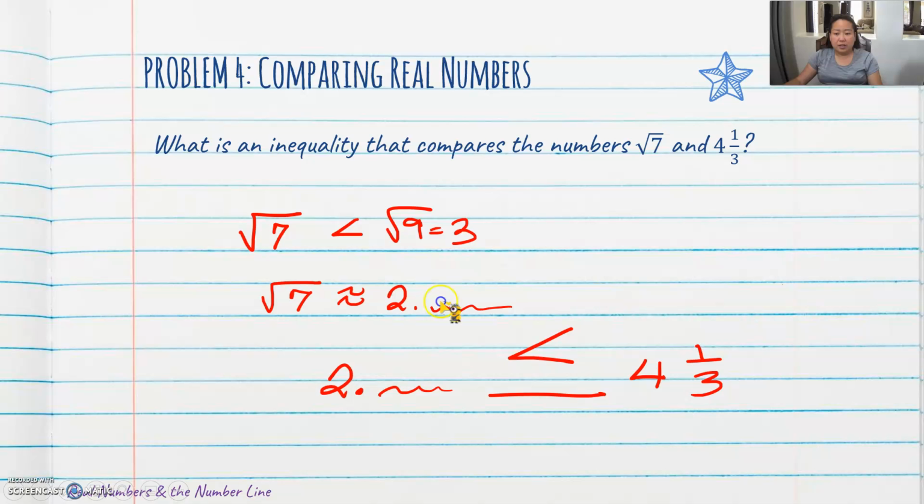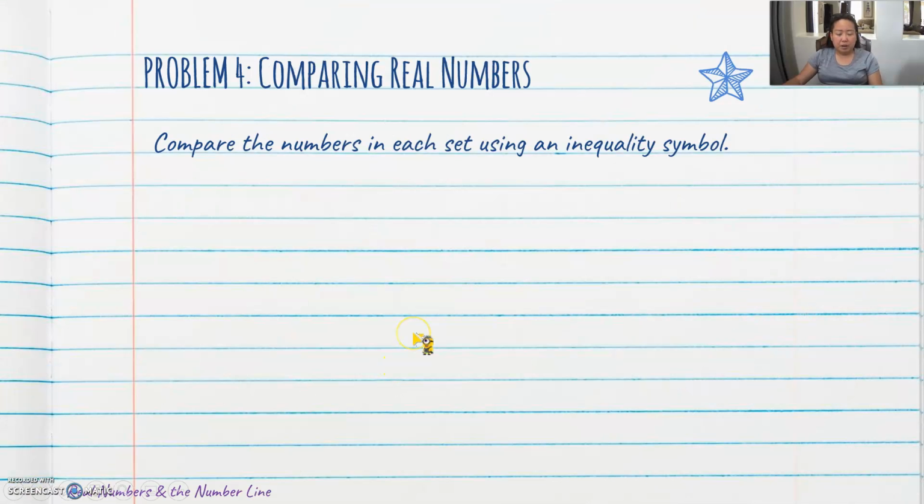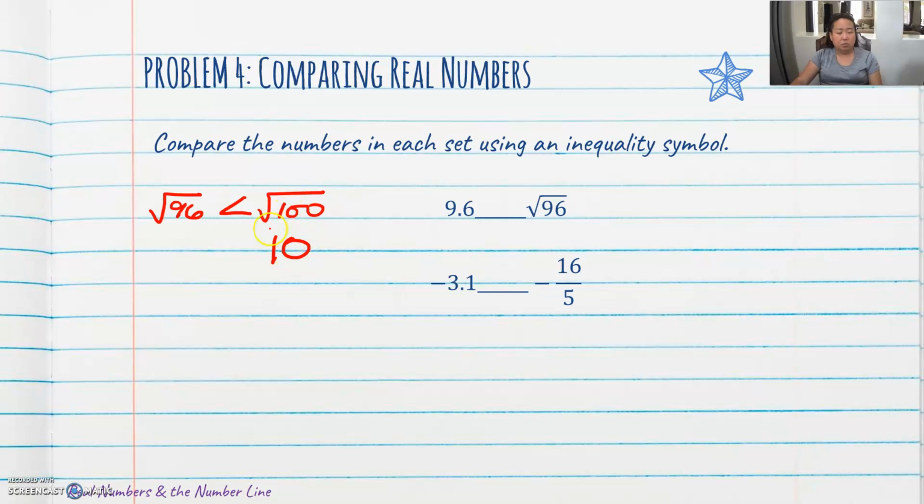Let's go on to the next example. Compare each number using the inequality symbol. We have two of these, all right? Here we have 9.6 and the square root of 96. If we're going to use estimation for the square root of 96, this value is definitely less than the square root of 100. And we already know that the square root of 100 is 10, okay?